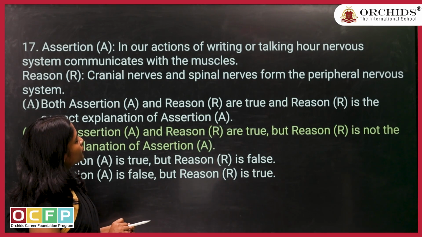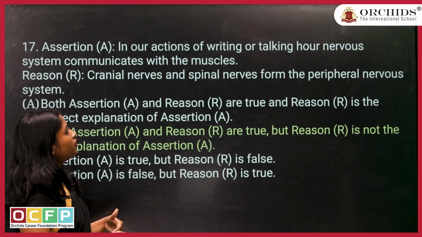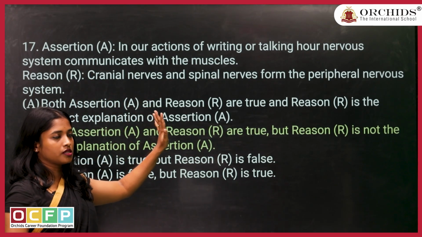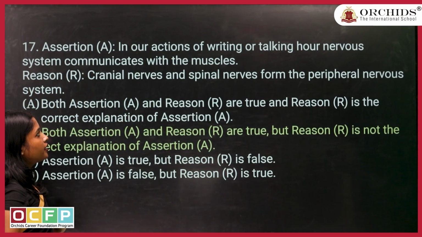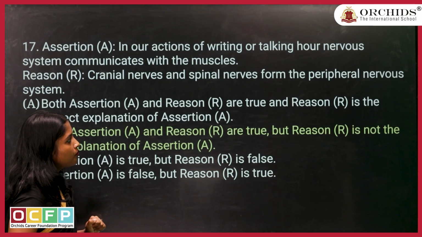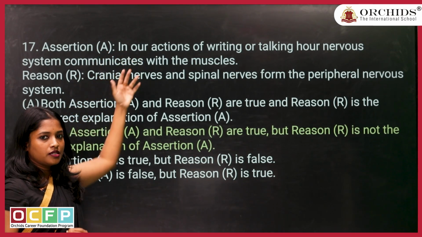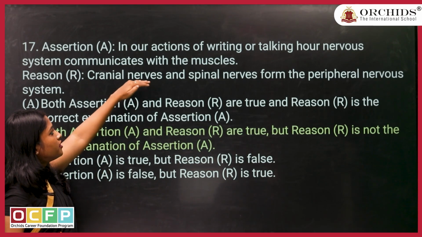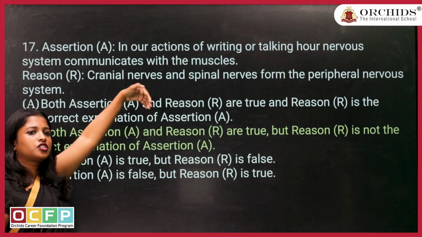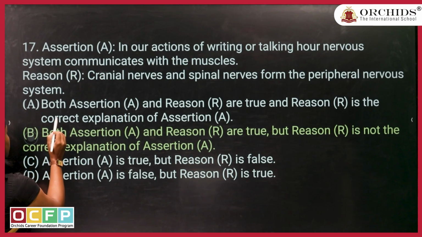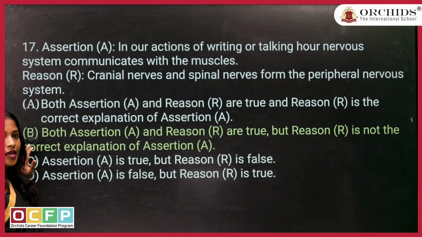In our actions of writing or talking, the nervous system communicates with the muscles. Reason is cranial nerves and spinal nerves form the peripheral nervous system. See, both the assertion and the reason are correct, but the reason is not the correct explanation for the given assertion. So the option is B.